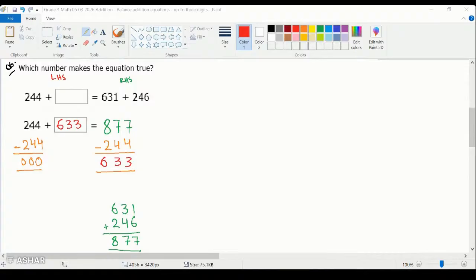Question number 7. Let me just copy question number 7 and we'll wait for the other people to complete. So question number 7 says this information.